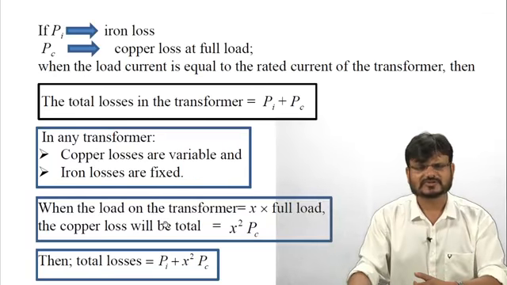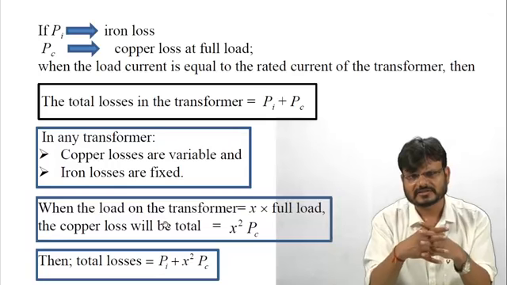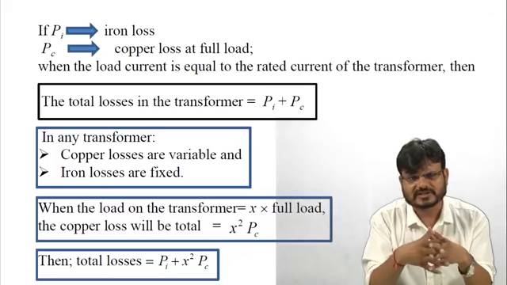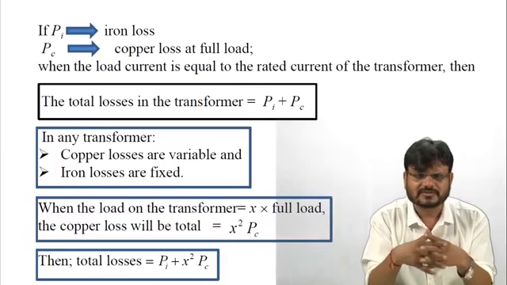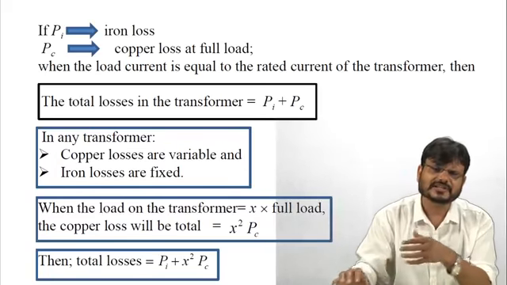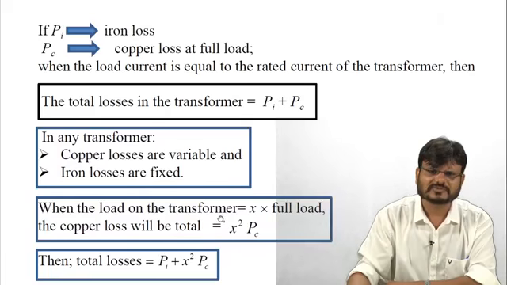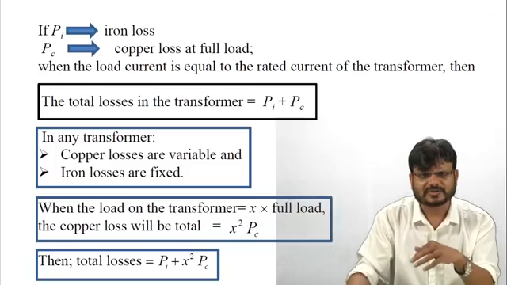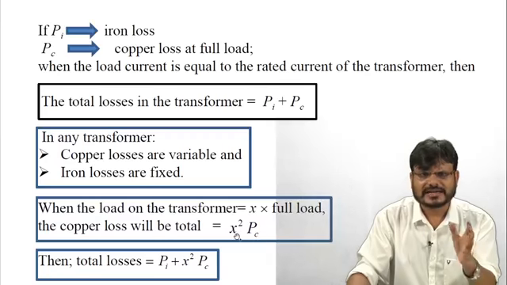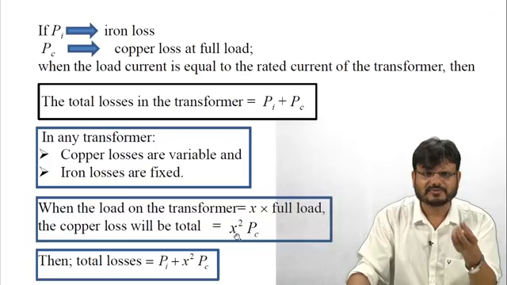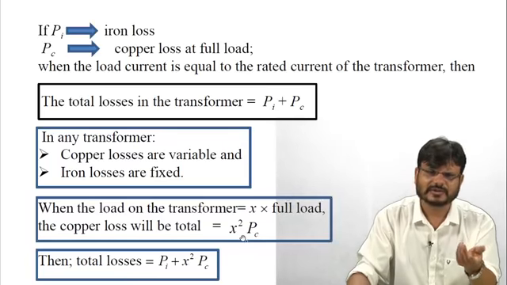Now, if you want to calculate the efficiency of the transformer at any particular load, this load may be half full load, or it may be 3/4 load. So generalized, we can write the formula when the load of the transformer is X times the full load. At that time copper losses can be written as X square PC, where PC is the copper losses at full load and X is the fraction of the load. Like if you want to calculate the copper loss at half full load, you put the value of X equal to 1 by 2.